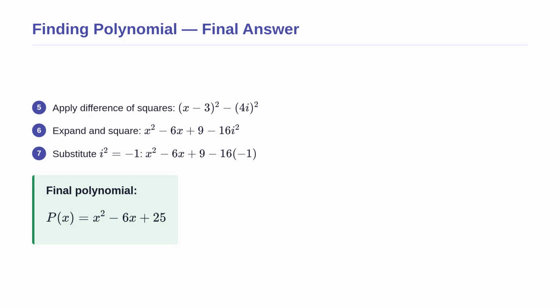Continuing with our multiplication, we apply the difference of squares rule. We square the first group, x minus 3, and subtract the square of the second group, 4i. Expanding the first group gives x squared minus 6x plus 9. Squaring 4i gives 16i squared. Since i squared is -1, subtracting -16 becomes adding +16. Combining the constants 9 and 16 gives our final polynomial, x squared minus 6x plus 25. Physically, this represents a parabola that never crosses the x-axis, which is exactly why its roots are purely imaginary.